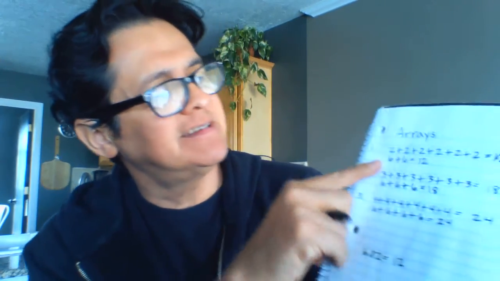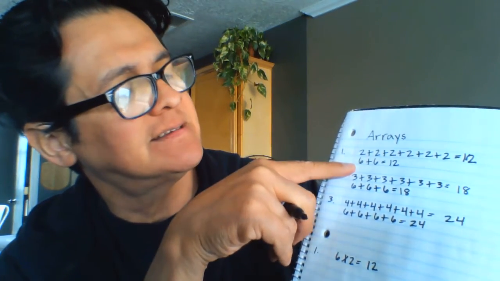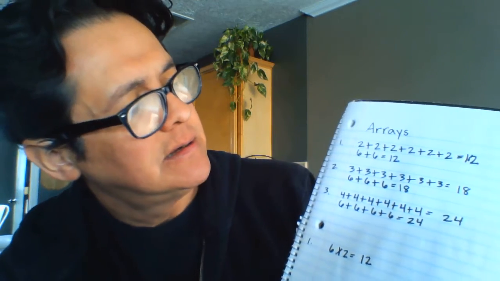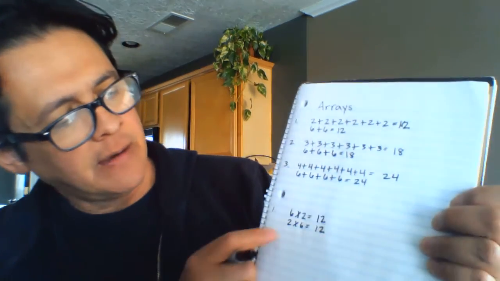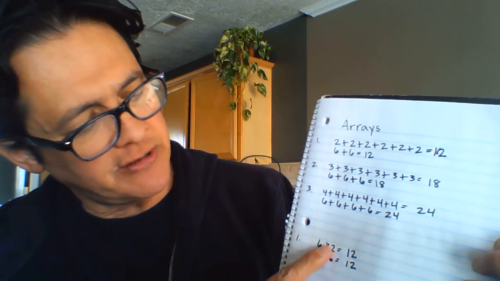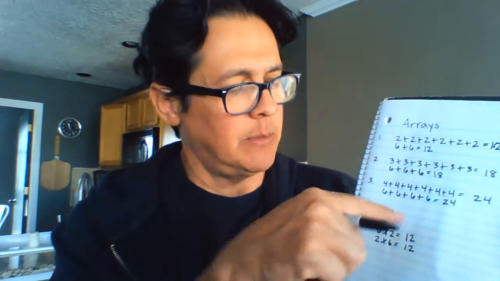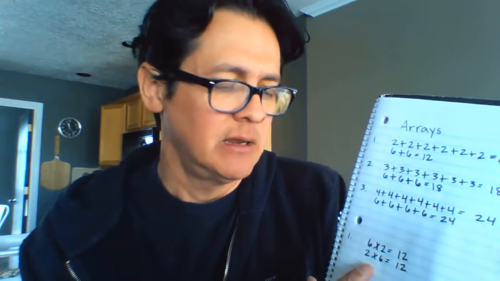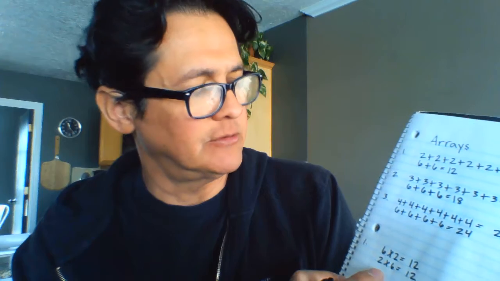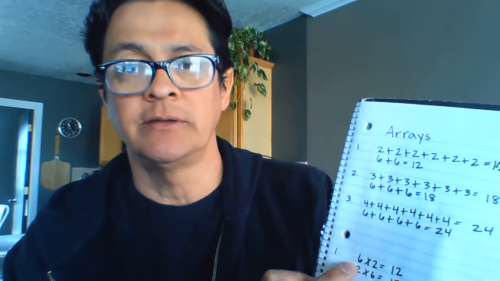Let's do this one. How many sixes do you see? 2. Okay. 2 times 6 equals 12. Okay, and this is the multiplication symbol that we'll be using for today. Later on, you'll learn that multiplication can be represented with different symbols. But this is the one that we'll use today.